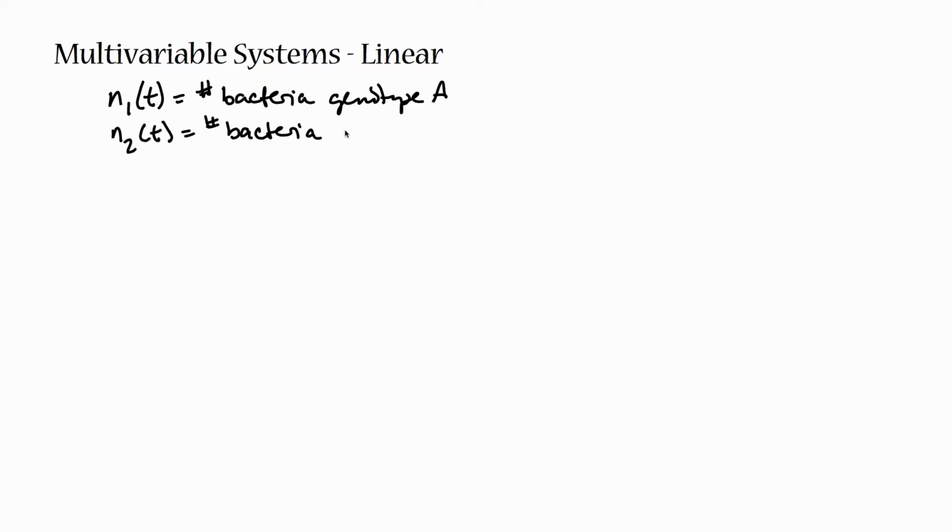So now that we've looked at a simple and a slightly less simple one-variable model, I'm going to look at one simple and one less simple multivariable model. So in my simple multivariable system, instead of just having an expression for the rate of population change for one population, I'm going to look at 2. I'm going to call N1 the number of bacteria with genotype A, and I'm going to call N2 at t the number of bacteria with genotype B.